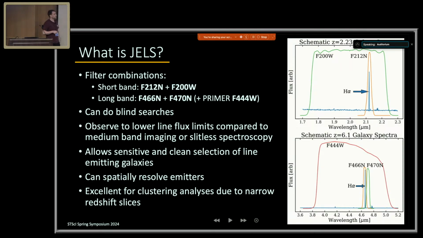The reason this is really advantageous is, one, it can do blind searches, which is great. We can also observe to lower flux line limits compared to equivalent medium band imaging, where we don't get as much sensitivity, or slitless spectroscopy, thus allowing a sensitive and clean selection of line emitting galaxies over cosmic time. Also, thanks to the resolving power of JWST, we can start to spatially resolve some of these objects, as has been discussed already in a previous talk. And due to the narrow nature of these filters, we're looking at very small slices in redshift space, and so it's very good for clustering analysis as well as for studies of large-scale structure.